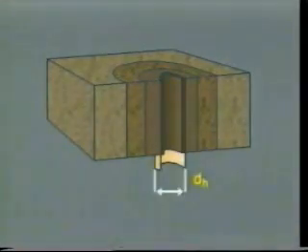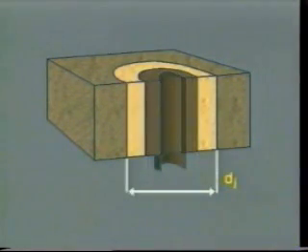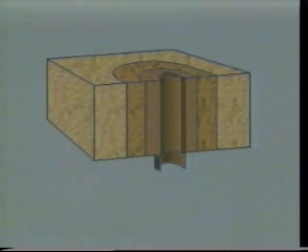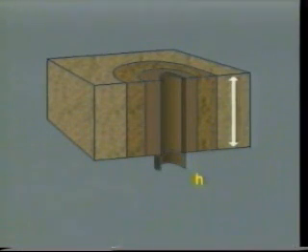For example, the diameter of the hole is designated D sub H. The diameter of the invaded or flushed zone is D sub I. And the diameter of the transition zone is D sub J. Thicknesses also receive symbols, such as the mud cake, H sub MC, and the bed being logged, H.